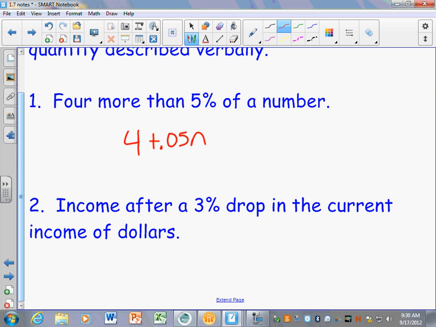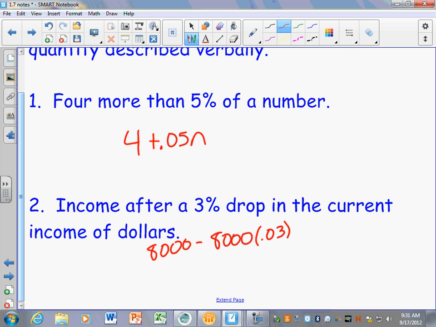If 8,000 was my total income, to find out how much I was losing, Logan says we're going to multiply by 3%, which is 0.03. And does that tell me how much I make now? No, that tells me how much I lost. So then what did you say we're going to do, Logan? Subtract that from my original income. So here's my advice to you.